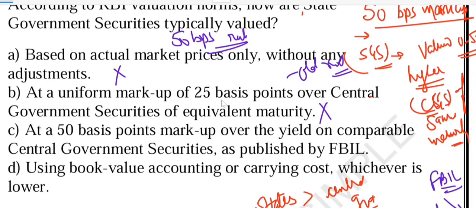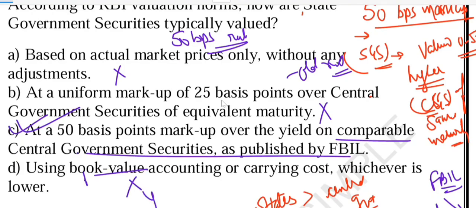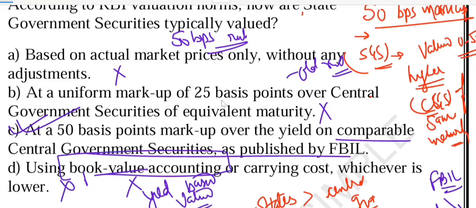Option C says at a 50 basis point markup over the yield on a comparable central government security. Yes, this is the correct one. Option D says book value. This is not for bonds. Basically, RBI uses yield-based valuation. It is no longer book value accounting; rather, it is yield-based valuation.